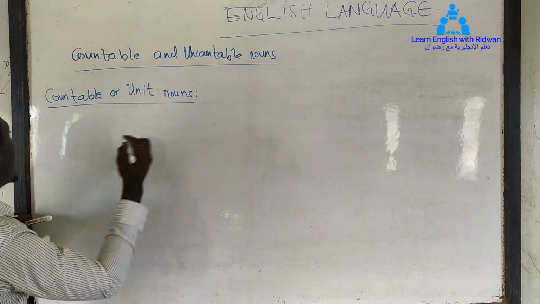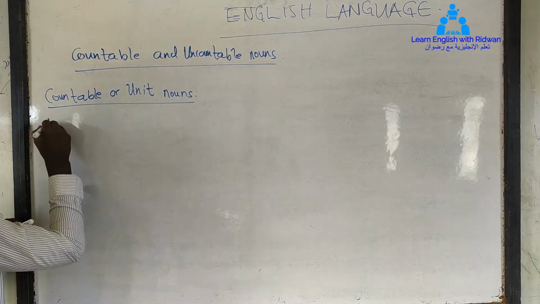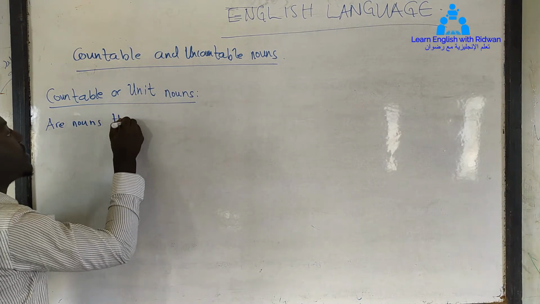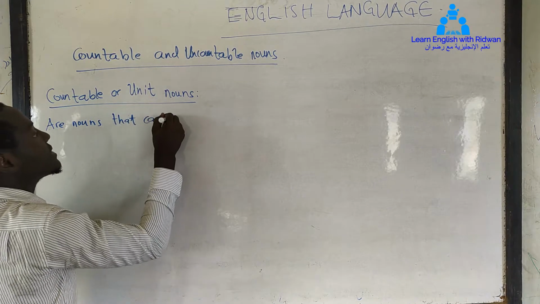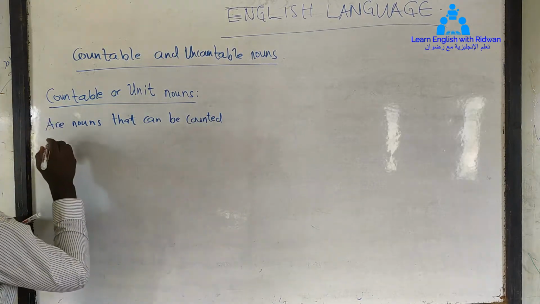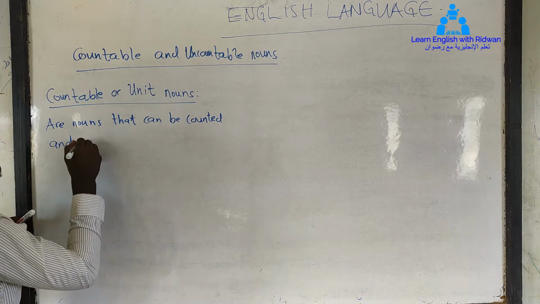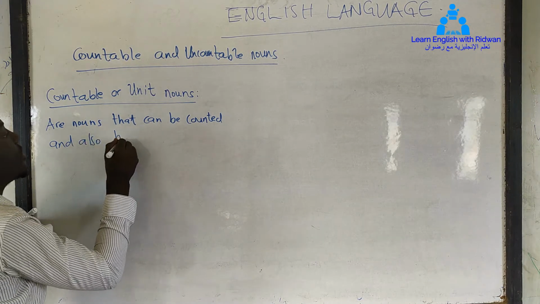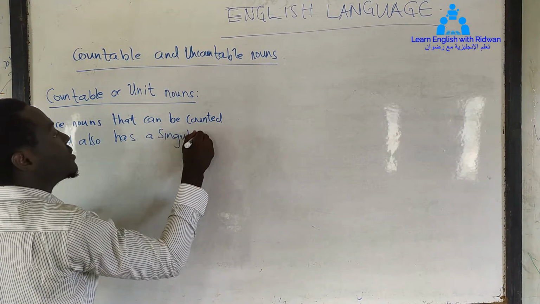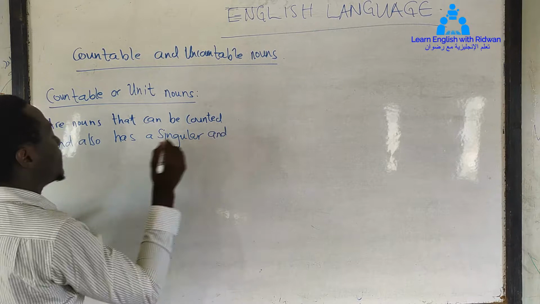Countable nouns or unit nouns are nouns that can be counted, and also have a singular and a plural form.